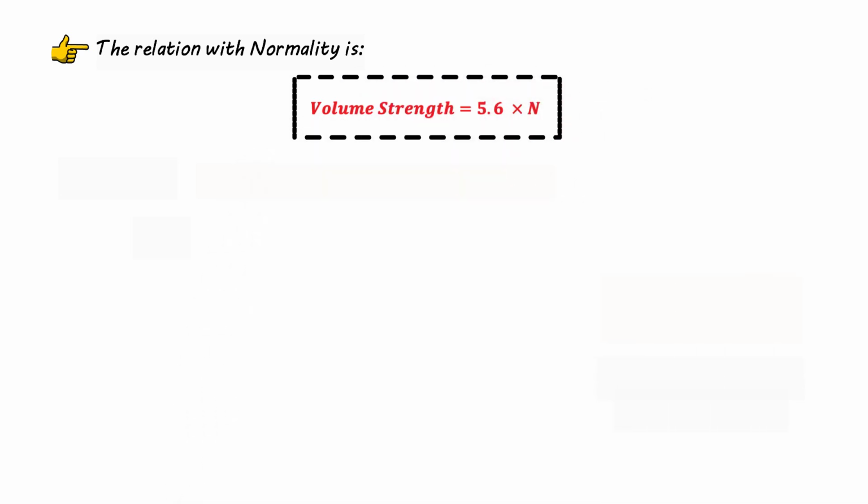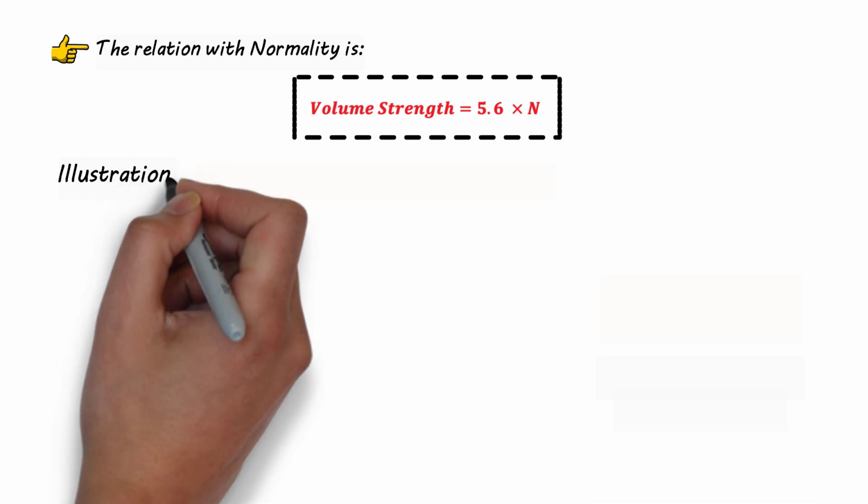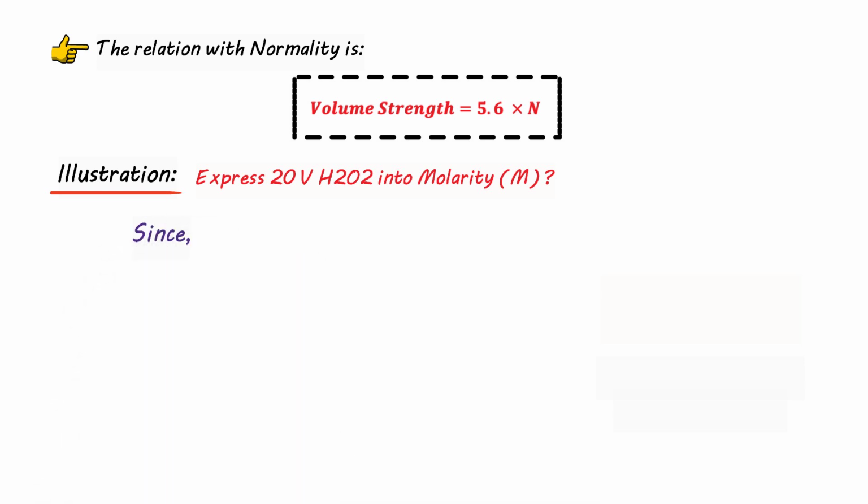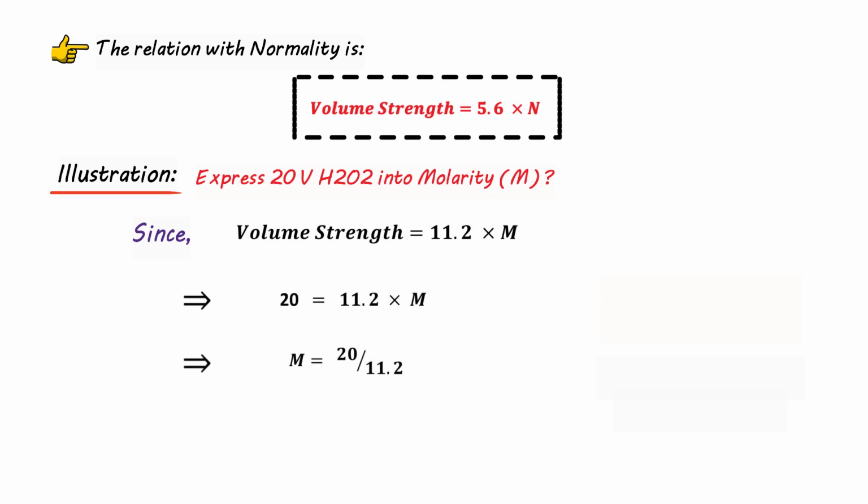Now, let's explain it in terms of an illustration. Express 20 volume H2O2 into molarity. Since we know volume strength is equal to 11.2 into m, this implies as volume strength is given, that's 20 volume, so we have 20 is equal to 11.2 into m, which implies m will be equal to 20 by 11.2, which gives you molarity equal to 1.785. This is how you can convert volume strength as a concentration term for H2O2 into molarity. In the same way, you can convert the volume strength in terms of normality by the expression given above.